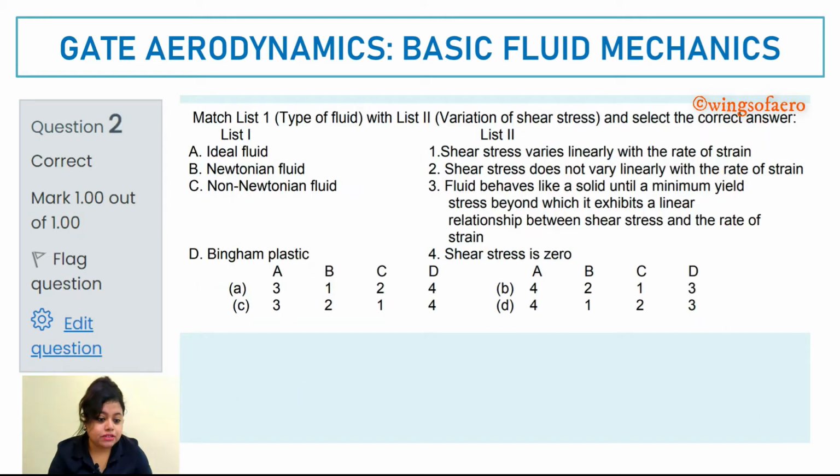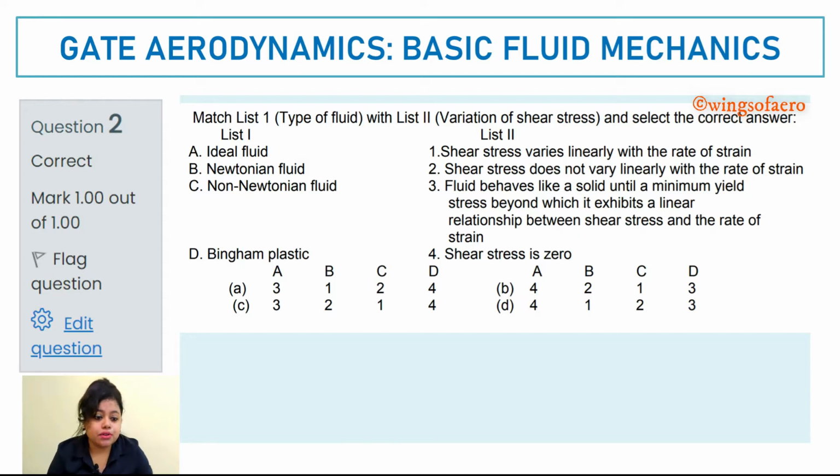Moving to the next question. In question 2 they have asked match the following. In list 1 they have given a couple of fluids and in list 2 they have given the explanation for the respective fluids. So look into the options. Whenever you have a match the following, you have to look into the options first. If you look into the options, either A and D are interconnected with each other and B and C are interconnected with each other.